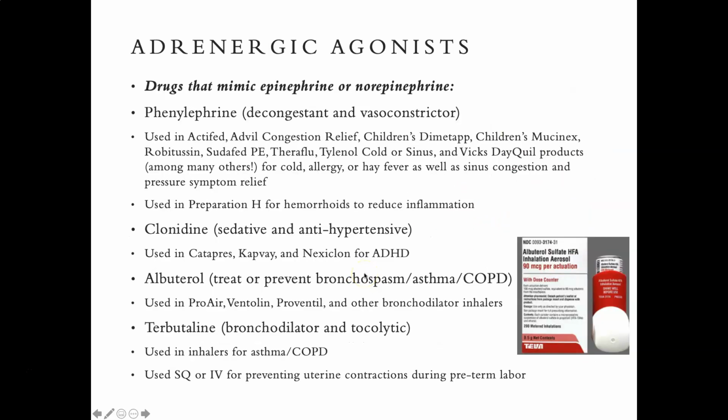Okay, so we talked about that they mimic epinephrine or norepinephrine. What are some examples of these adrenergic agonists? A very, very common one is phenylephrine. That is a decongestant and vasoconstrictor. It's used in all sorts of Actifed products, Advil congestion relief, children's Dimetapp, children's Mucinex, Robitussin, Sudafed PE products, Theraflu, Tylenol cold or sinus products, Vicks Dayquil.